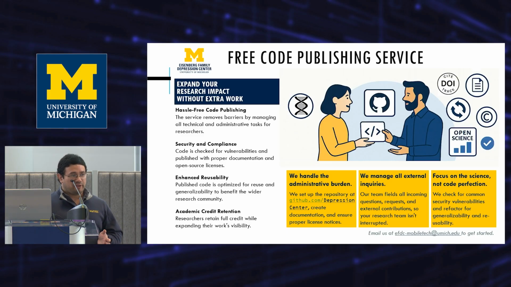So we will get into GitHub. We check for common security vulnerabilities, try to get the code as ready to be reusable as possible, and get you a DOI number. And that will allow you then to track any citations. And it gives you another way to expand on the work that you already did and help the next study.